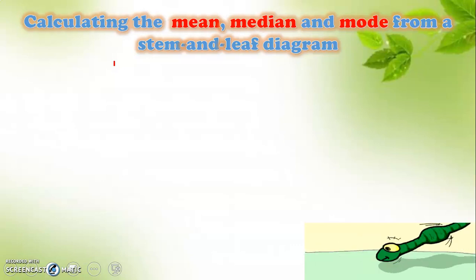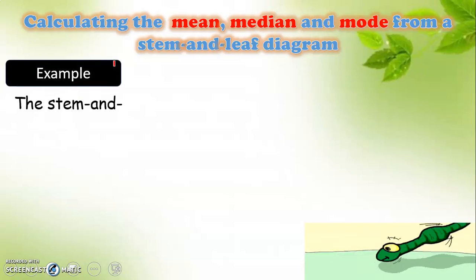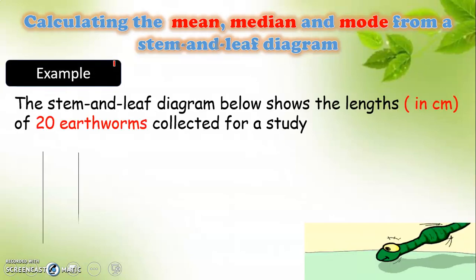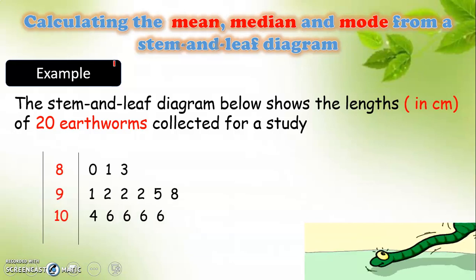Now, let us calculate the mean, median, and mode from a stem and leaf diagram. So, another example. Okay, in a stem and leaf diagram below, it shows the length of the earthworm in centimeters. So, this is our stem and leaf. It's already arranged in a stem and leaf.